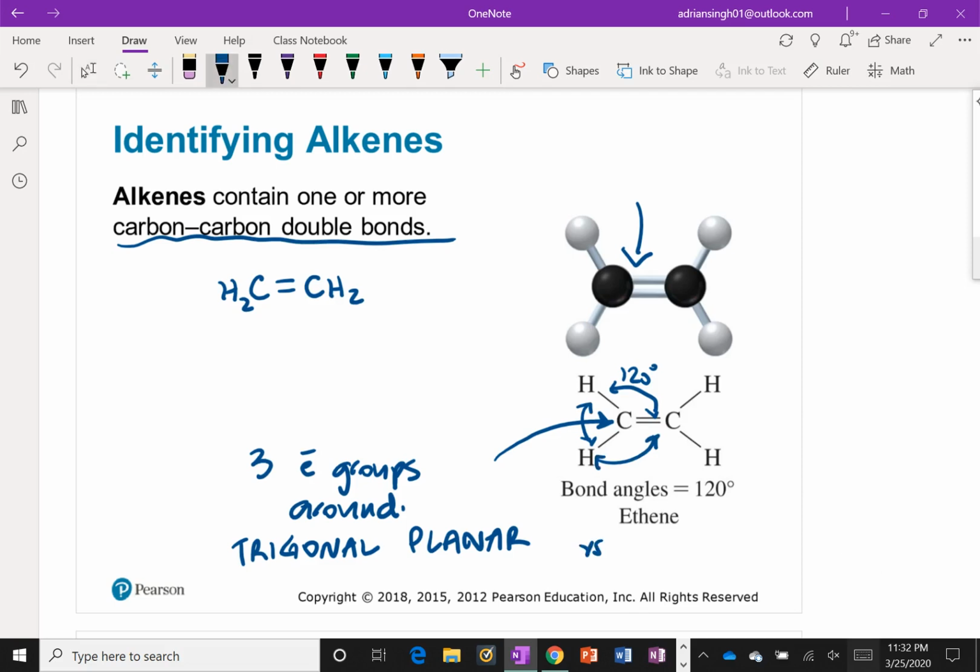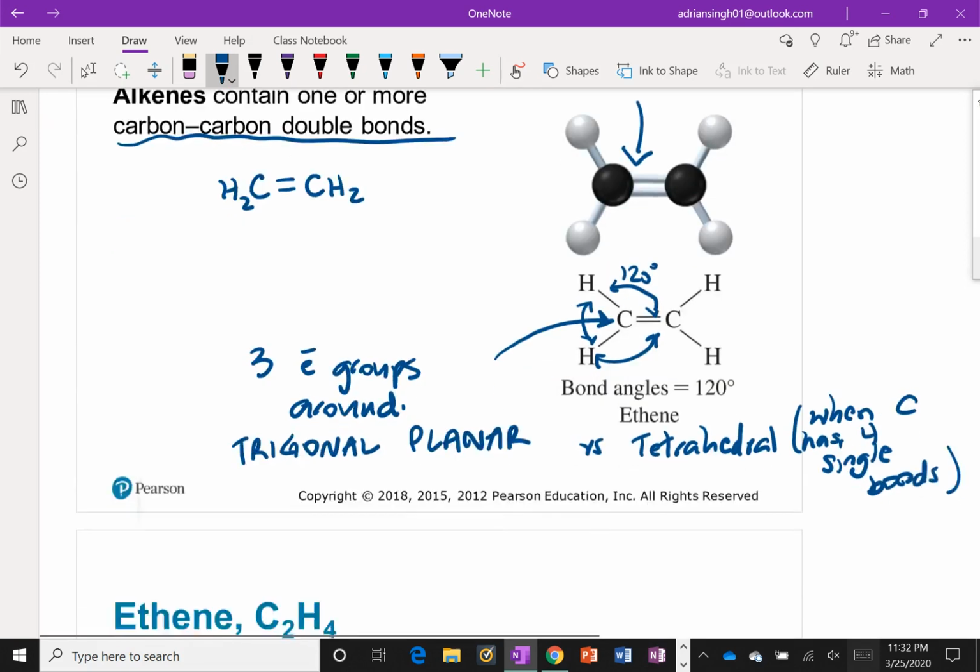That is compared to the tetrahedral shape that we have when carbon has 4 single bonds. So the molecule is going to look very, very different. Trigonal planar is flat, tetrahedral is not. So having that double bond imparts some significant structural differences between your alkenes and the alkanes.